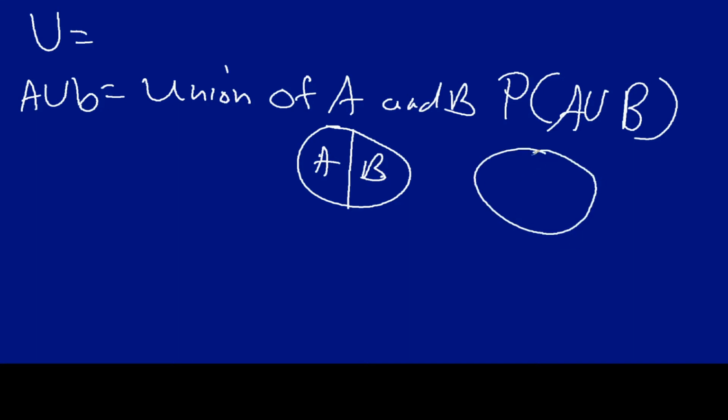Sometimes it could be more complicated. You might have something like thirds or fourths, A, B, C, D. And so the union would be these guys right here. So the union would be 50%. That's what's happening there. So let me go back and continue my explanation here.